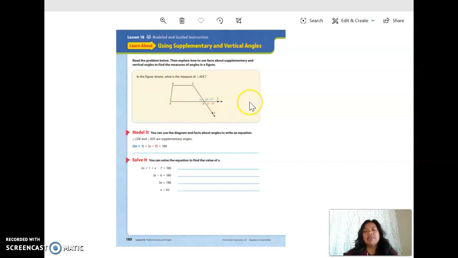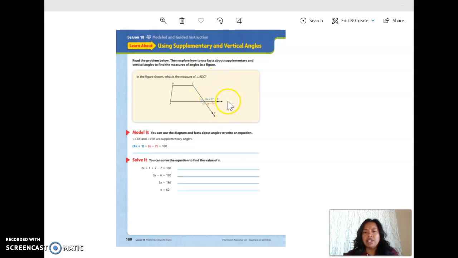In asking that question, they also give you a few things. They give you, not necessarily the exact number, but somewhat the measurement of CDE, which is 2x plus 1. And an expression that represents the measure of angle EDF, which is x minus 7. From what we learned yesterday, when there's a straight line here, these two angles are called supplementary angles.